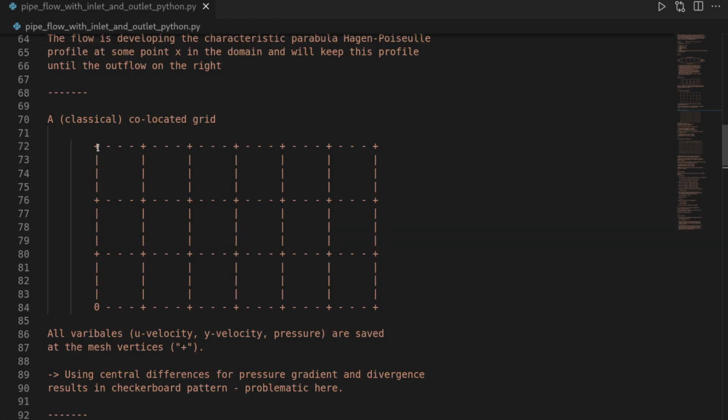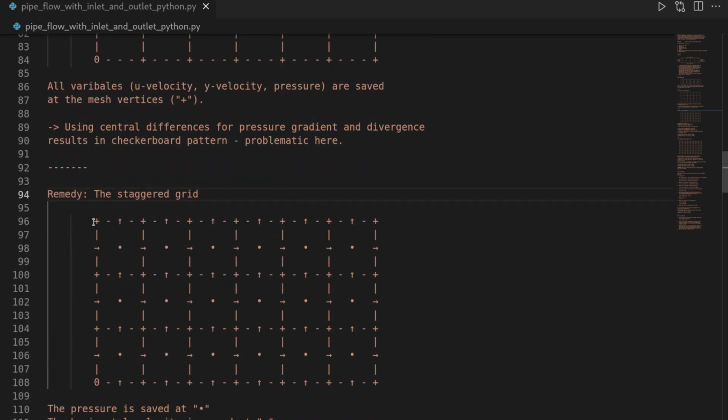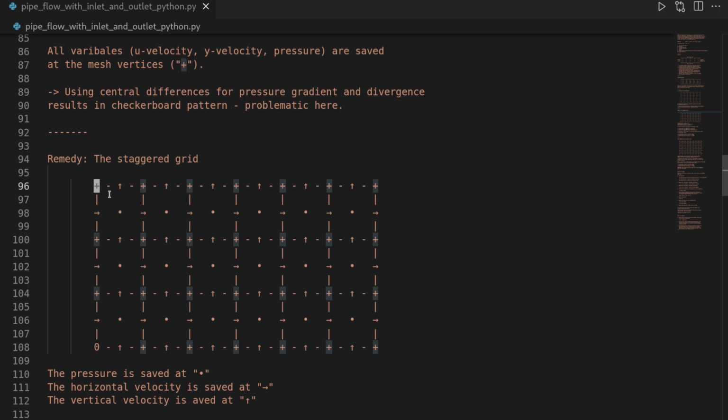So we again have our mesh here. You see that by the fact that we have our pluses here. But now we staggered the u velocity, the y velocity, and the pressure. And you can see that here by the upwards pointing arrows, we indicate the places where we store the y velocity, so v. By the rightwards pointing arrows, we define the positions at which we save the u velocity. And then by these dots, we define the positions where we save the pressure.